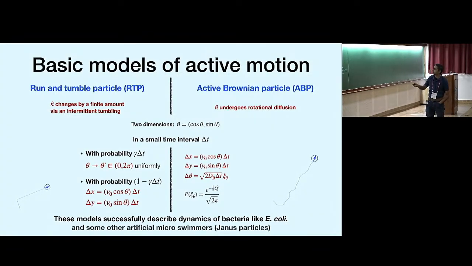On the other hand, in the active Brownian particle model, in a small amount of time delta t, again delta x and delta y change by this amount, the same as before. It just moves by this amount. But the angle now changes continuously, by an amount like the square root of delta t times some random number drawn from a Gaussian distribution. Therefore, the orientation does a Brownian motion. That's why this is called active Brownian motion. But the displacement does a ballistic motion at this time scale. To some extent, this model seems to successfully describe the dynamics of bacteria or artificial microswimmers.